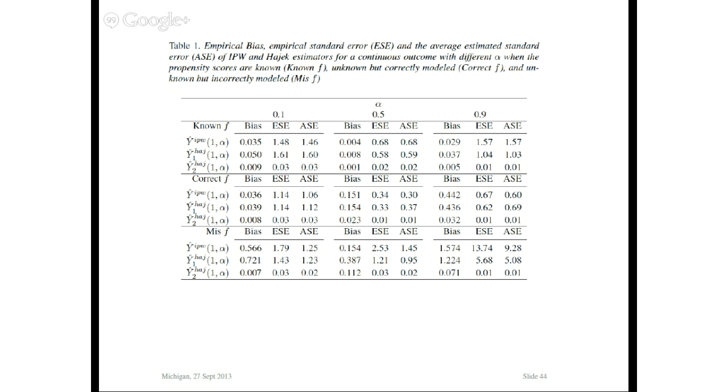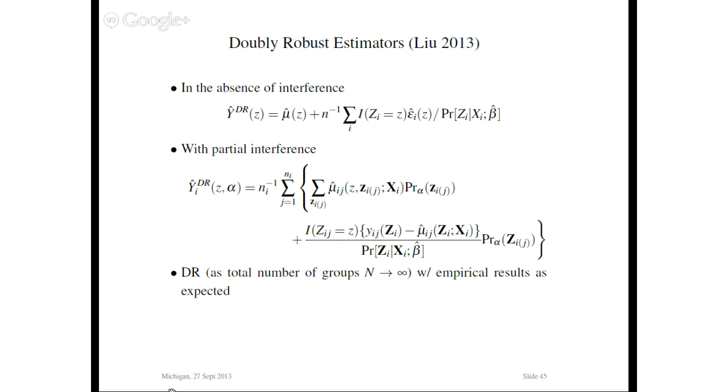And it turns out that if you misspecify the propensity score model, for some reason the second Hajek estimator actually seems to do pretty well still. But apparently it has some robustness built in. Although I don't know if that's an artifact of this particular simulation study or if it's more something you could actually prove. And then speaking of robustness, we also looked at so-called doubly robust estimators in the presence of interference.